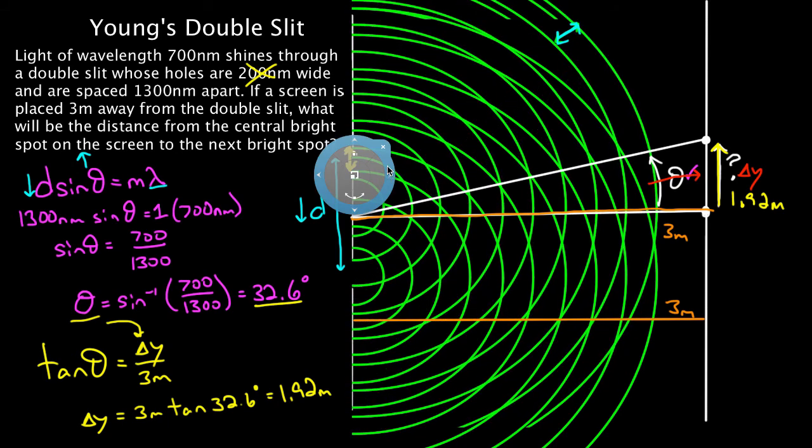So in other words, if I were to move these slits closer together, you would see these bright spots get farther and farther away from each other on the screen. So that's an application of Young's double slit.